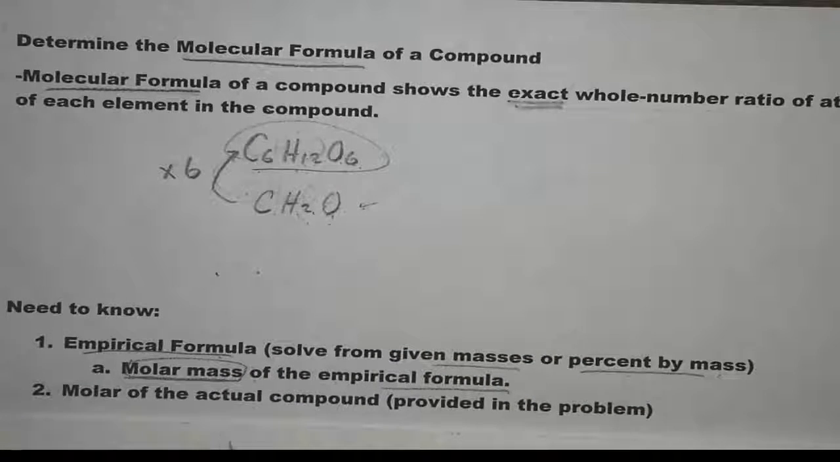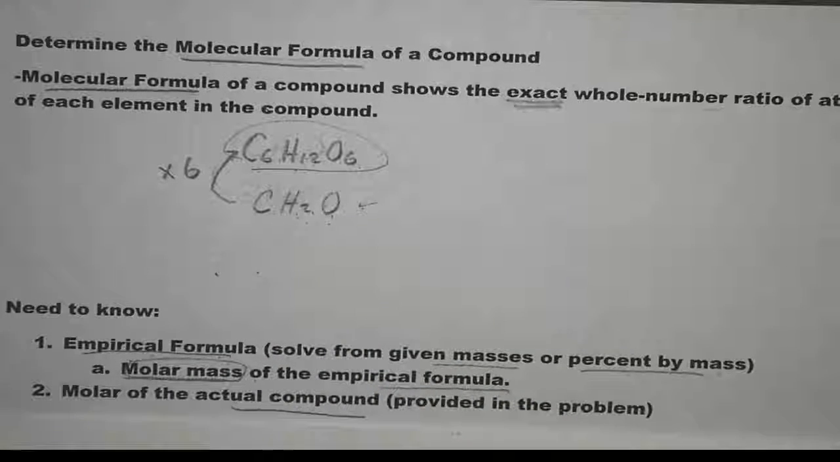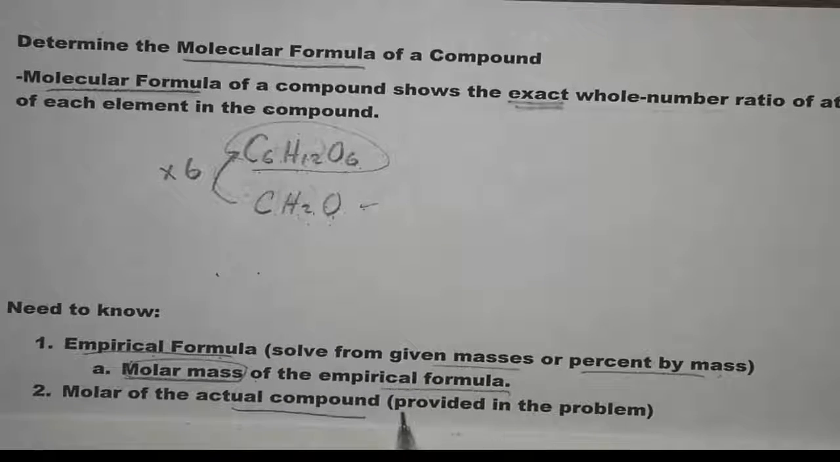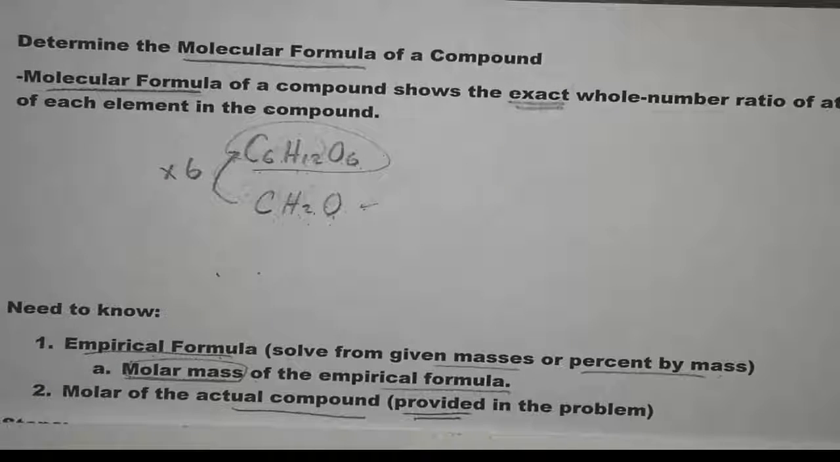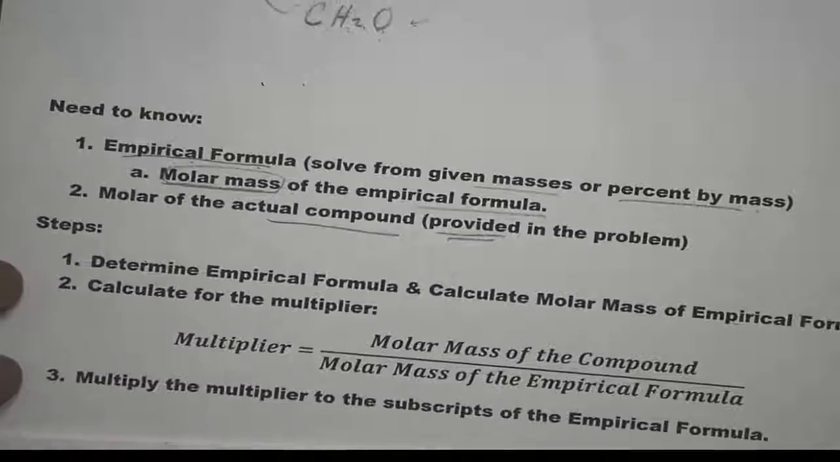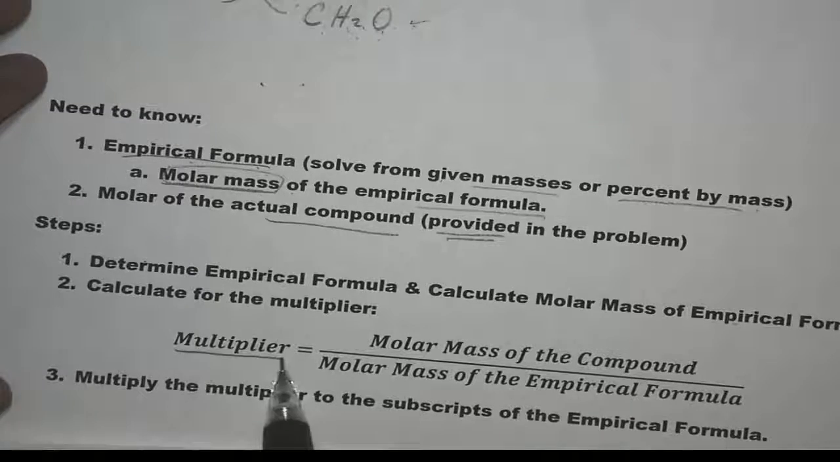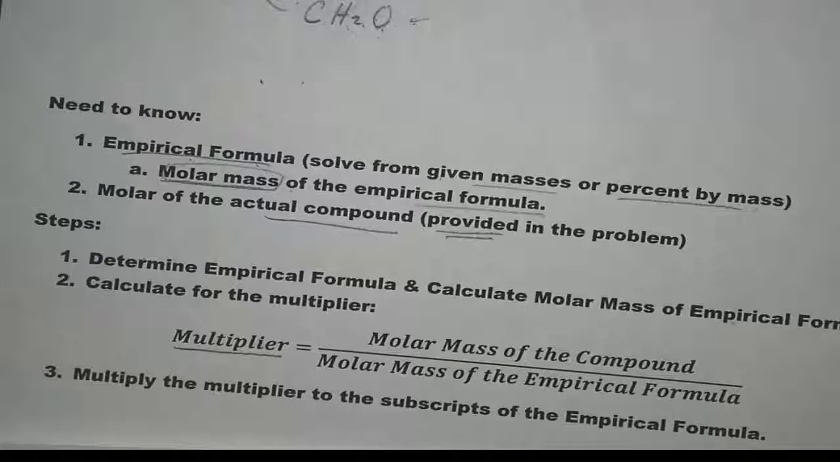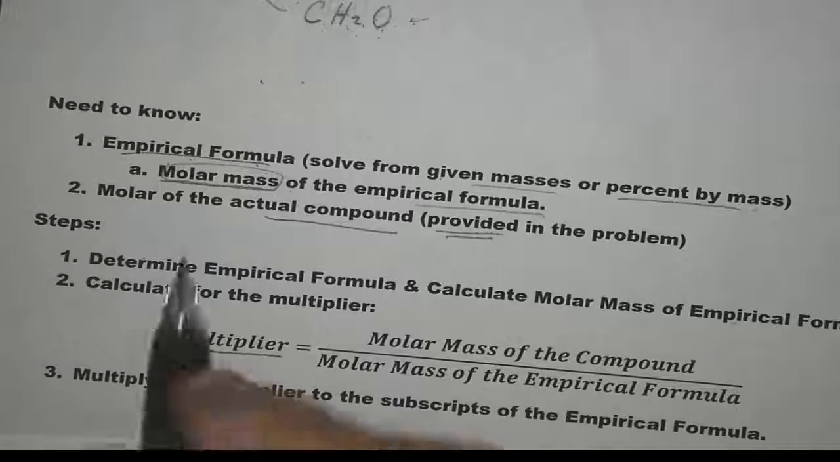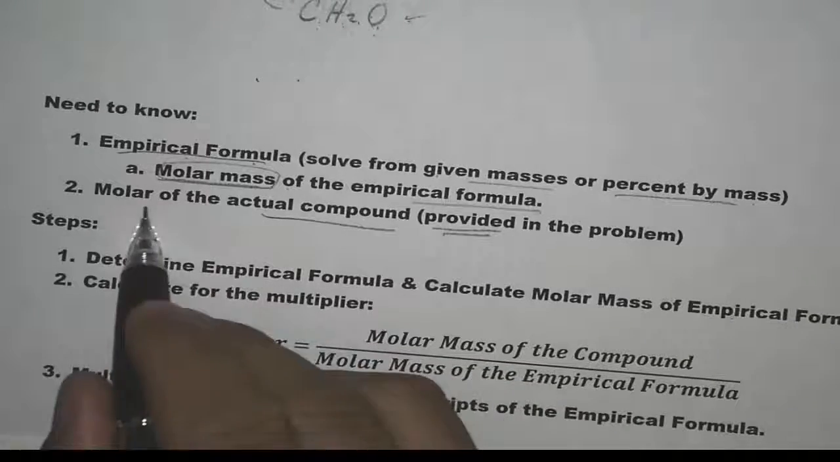That's why it's important to get the molar mass of the empirical formula. And lastly, the molar mass of the actual compound, or the molecular formula, will be given to us. This will always be provided in some way. So those are the two pieces of information that we need to solve for the molecular formula of a compound. Then lastly, let's look at the number we multiplied by, 6. We call that the multiplier. So to get from here to there, we had to multiply by a multiplier. And in order to do that, there is an equation, and it's all relative in terms of molar mass. That's why it's so important to get the molar mass.